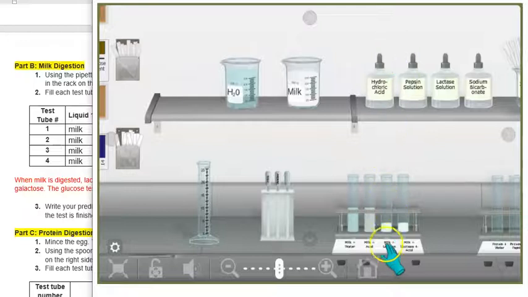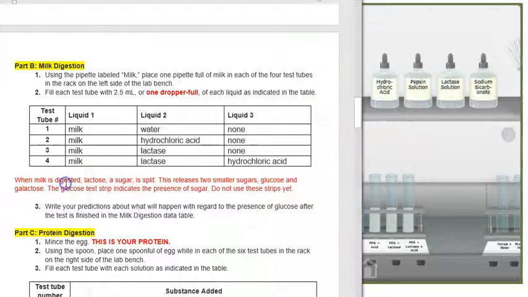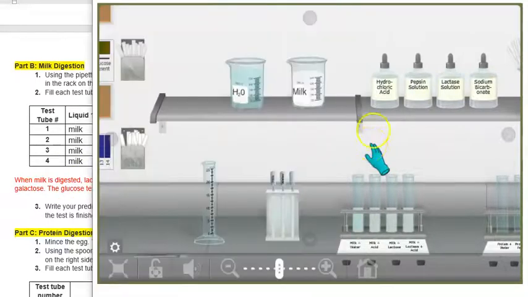And then for the last 2 it says milk and lactase in the next 2. So I have to put this in both of these 2 test tubes. And in the final test tube, I'm also going to add hydrochloric acid. So I'm going to add this substance to that test tube as well.